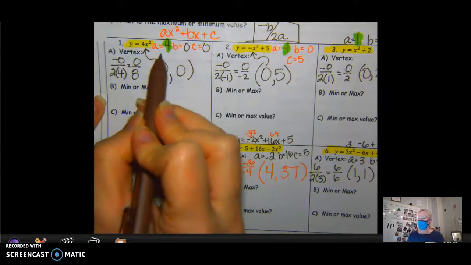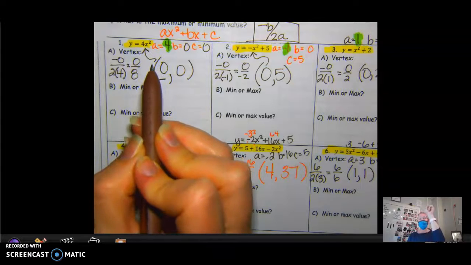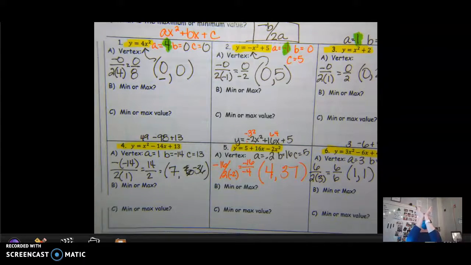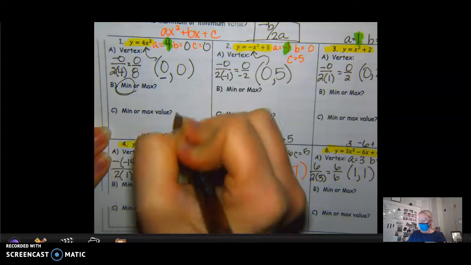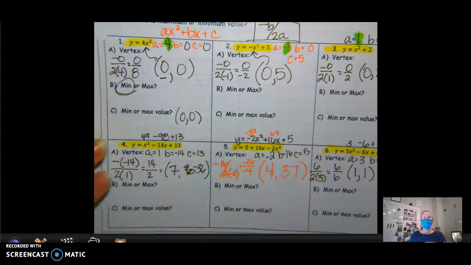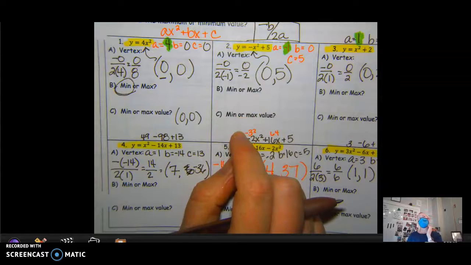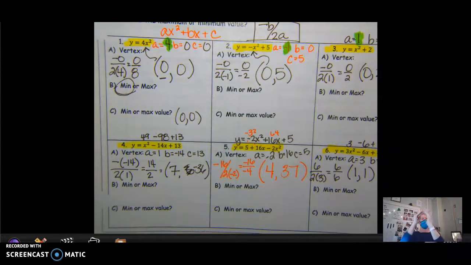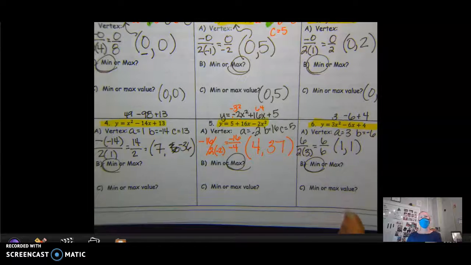So, what's my A value? Positive or negative here? Positive, so it's going to go up. So would that be a max or a min? Min. What is the value? Well, it's just your vertex, guys. Number 2, look at your A value. Does that make the parabola go up, or face down? Down. So is that a max or min? Number 3. Are we okay so far?